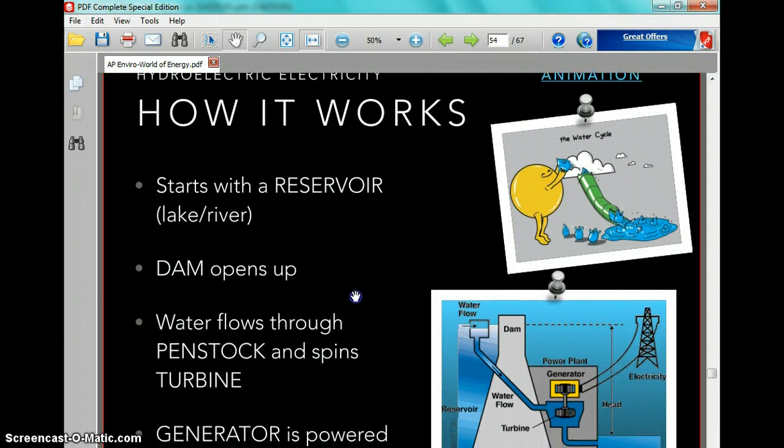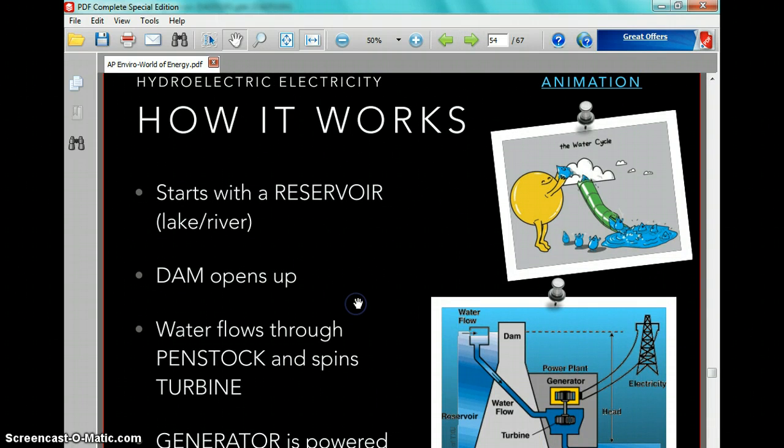So how it works. We've been using the term reservoir a lot. A reservoir is basically a body of water that you can tap into that is going to be able to then flow downwards when the dam opens up. As you see on that bottom right-hand picture, on the very left side, that's the reservoir. The dam will open up and the water flows through an area called a penstock. When it flows through the penstock, it spins the turbine because it just uses the potential energy that's stored in gravity, yay physics, and the generator is powered.